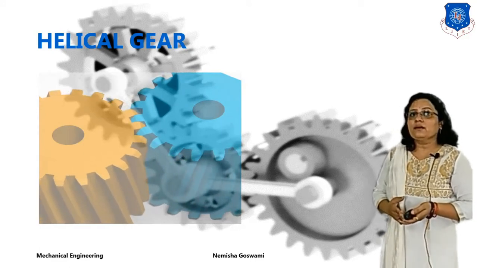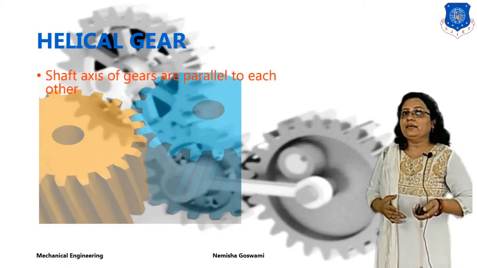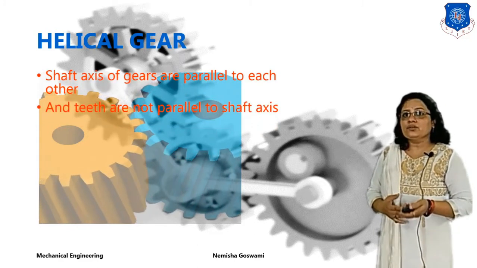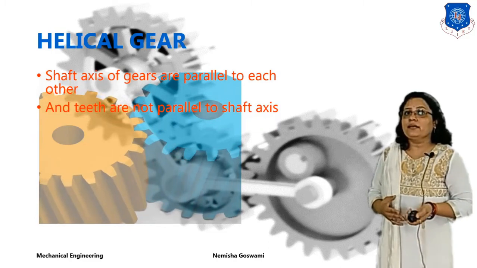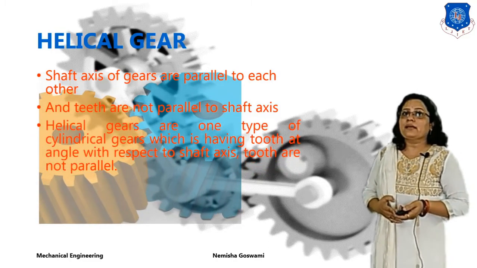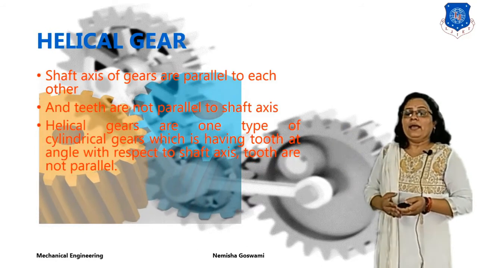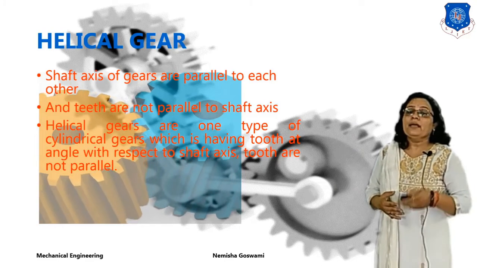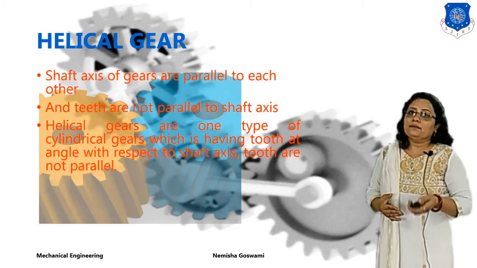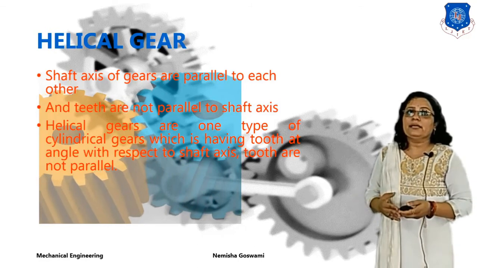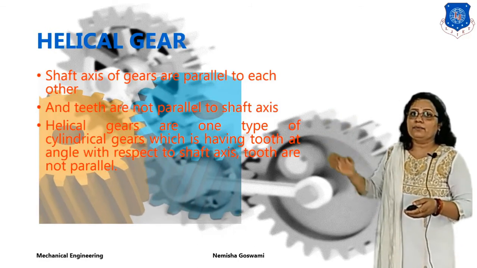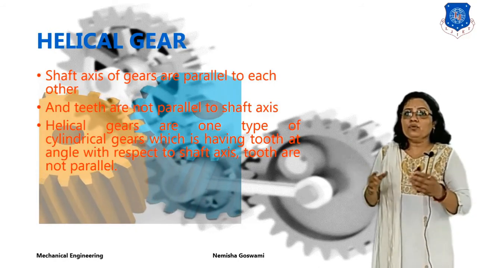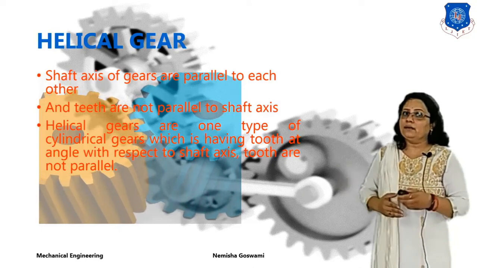Now where do we use helical gears, and what are their applications? Helical gears are generally used in prime movers and in gas turbines. The basic difference between spur gear and helical gear is that in a spur gear, sudden engagement and disengagement takes place. But in a helical gear, because the teeth are not parallel with respect to the shaft axis, there is smooth engagement and disengagement.